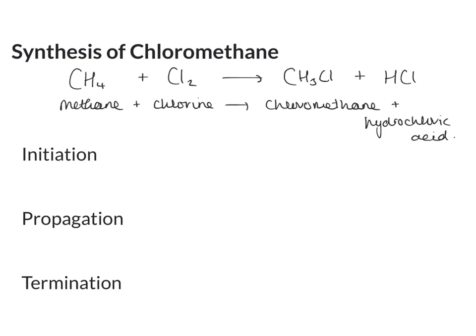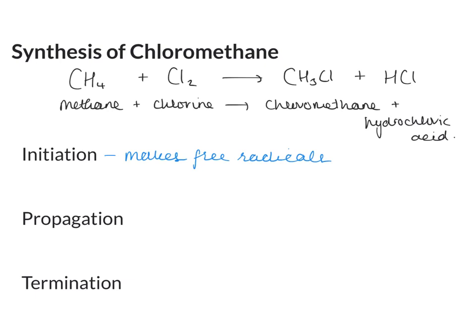So the reaction itself happens in three stages, and you do need to know the names of the stages in the reaction. The first one is initiation, and in initiation you will start with something that isn't a free radical, something that doesn't have unpaired electrons, and you will produce free radicals, so you will make something that does have unpaired electrons. And this is the part that's photochemical, that requires the UV light to get it started.